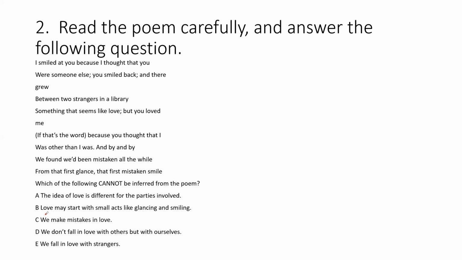This particular poem is about a person who saw somebody, smiled at the person, and the person smiled back, and he felt that they fell in love. But gradually he realized that this was a mistake. Here the question states, which of the following cannot be inferred from the poem? We need to identify what can't be inferred from this poem. So let's look at options.